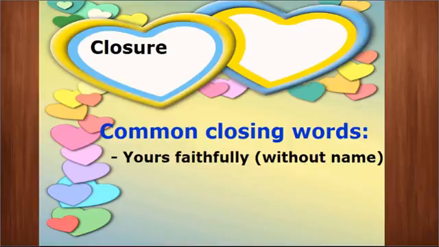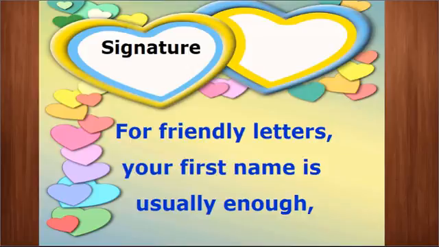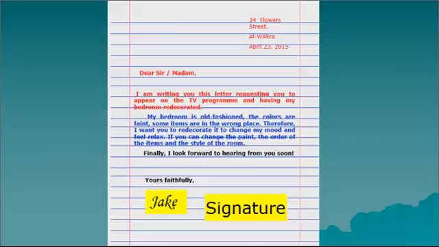Then the closure. We usually finish the formal letter with the phrase yours faithfully, when we don't know the name of the recipient of the letter. If we know the name of the recipient, we write yours sincerely. If we don't know, we write yours faithfully. Then the signature. For friendly letters, your first name is usually enough. Here, as you see in the example, Dear Sir, Madam, we don't know the name of the recipient, so we finish it yours faithfully, with the name of the sender and the signature.